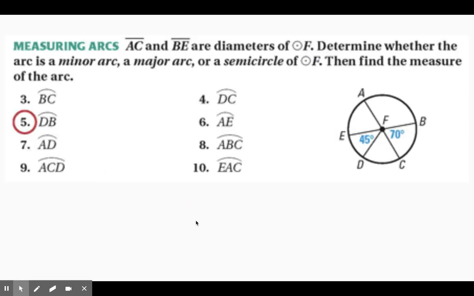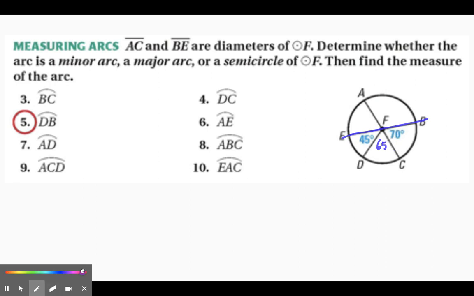Okay, arc measure, you have to be able to find the values of the arcs. I'm not going to do all of these, right? But know that if there's ever a diameter, that means it gets cut in half. That means this entire part here is 180, which means that 45 plus 70 plus this part has to give you 180. So if I do 180 minus 70 minus 45, that leaves us with 65. So that means that piece has to be 65.